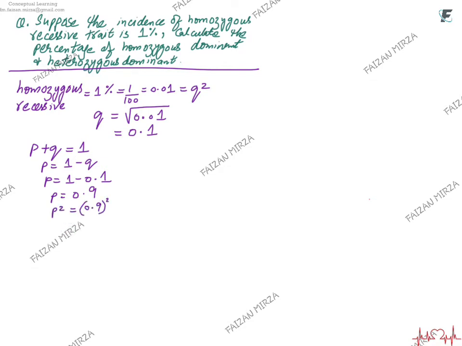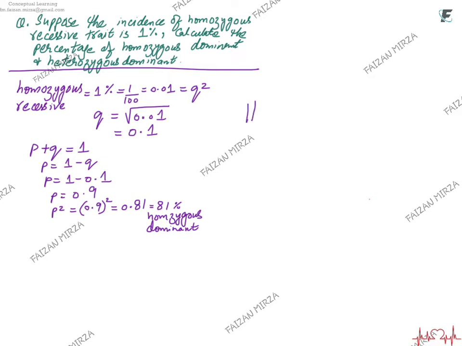So once you have the single dominant allele, to find out the frequency of how much it is there, we just turn it into a square. We use p square here. So 0.9, you just square this value, turns out to be 0.81, which means that 81% population here is homozygous dominant, whereas 1% was just homozygous recessive.